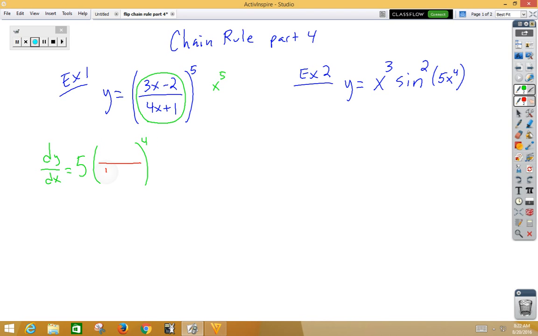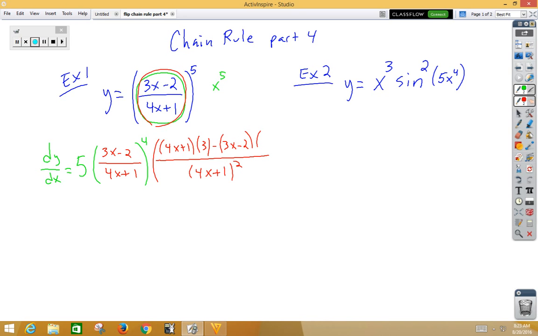Don't change the inside, so we have a 4x plus 1 on the bottom and a 3x minus 2 on the top. Multiply by the derivative of that inside function. So the derivative of the inside function, let's square the bottom first, so 4x plus 1 squared, and then we have bottom times the derivative of the top, which is 3, minus the top function, 3x minus 2, multiplied by the derivative of the bottom, which is 4.